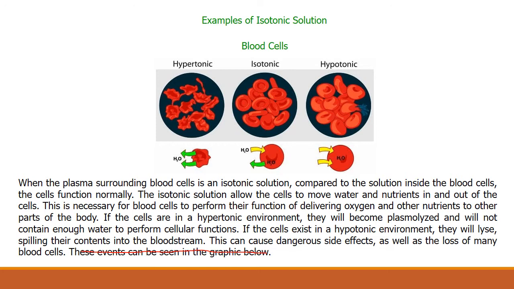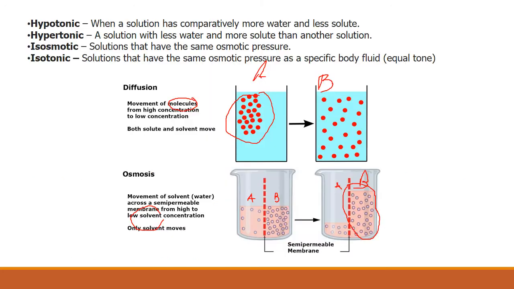If the cells exist in a hypotonic environment, they will lyse, spilling their contents into the bloodstream. Okay, so it will burst. These can cause dangerous side effects as well as the loss of many blood cells. So these events can be seen in the, no, we don't have a graph. I did not include the graph, so we have to delete that.